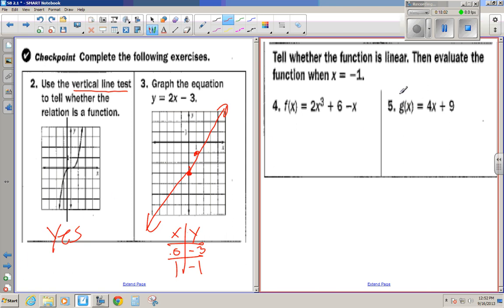Tell whether the function is linear, then evaluate the function when x equals -1. All right, tell whether it's linear. That means no exponents on the variables. It means no variables in the denominator. So right away, you know this is non-linear. And then plug it in. 2 times -1 cubed. That's right here. Linear.